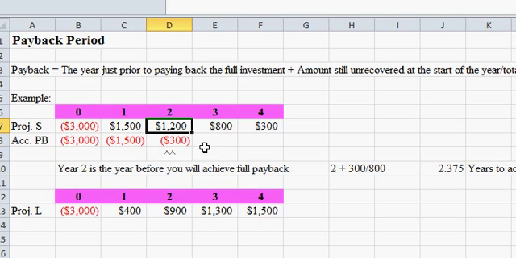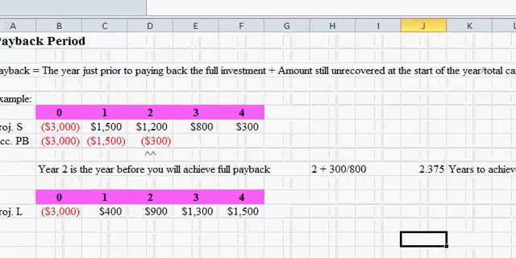And then the second year you add another 1,200, so you take the 1,500, take away the 1,200, and you're only short 300. And so this next year you would get 800, which is more than what you need. So this becomes 2 years plus part of year 3. So we have 2 plus, how much else do we need? And what we need is 300 out of $800. So we create a formula 2 plus 300 over 800, and it tells us that it will take 2.375 years to achieve our payback.